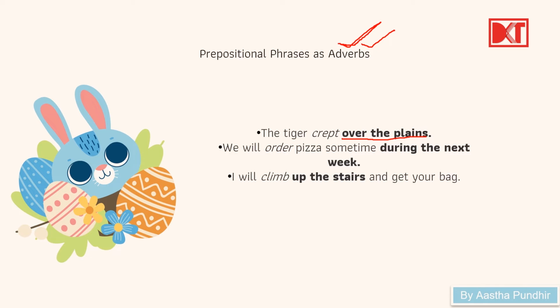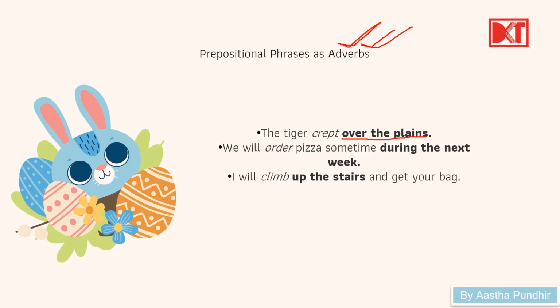Then other, we will order pizza sometime during the next week. Here we have during as the preposition and the next week is the object. So this prepositional phrase together, during the next week, is answering the question of what? Answering the question of when.